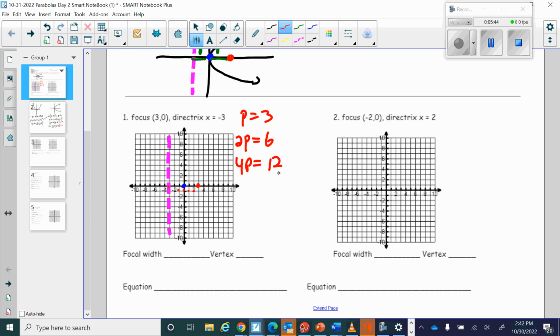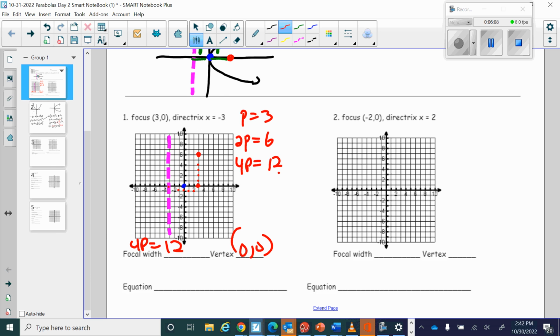So this is my focal width. So I'm going to fill this in. 4p is 12, that's my focal width. My vertex is (0, 0). And let's plot where, let's call 2p equals 6 on the axis, on the graph. So this is my focus now, 6 units above: 1, 2, 3, 4, 5, 6.